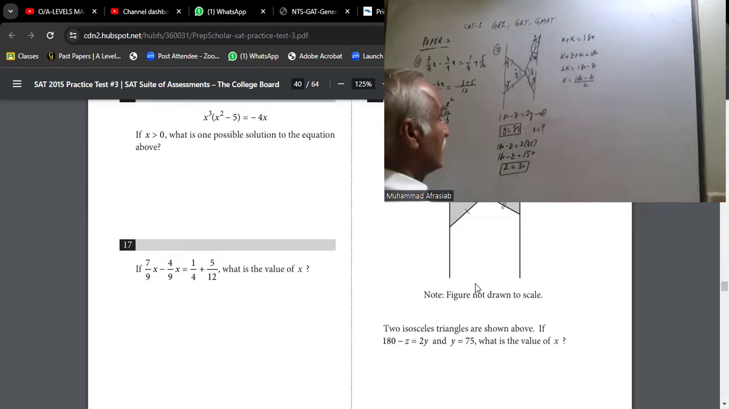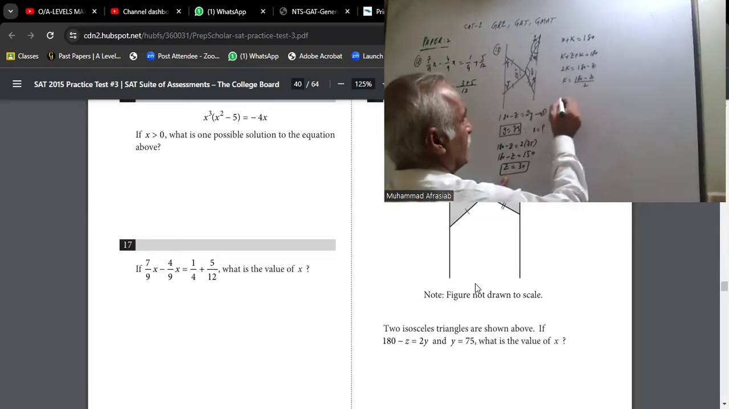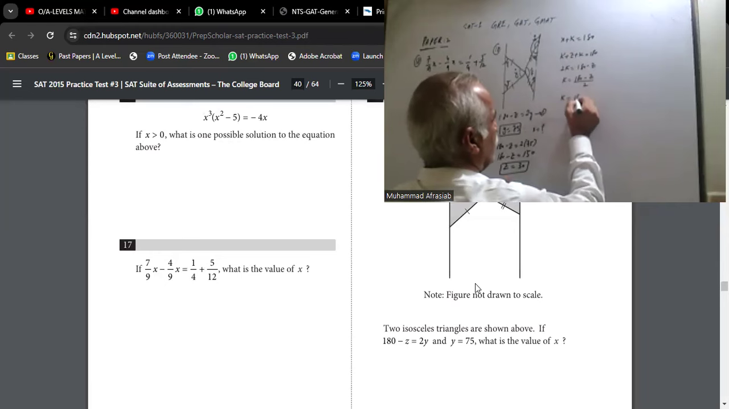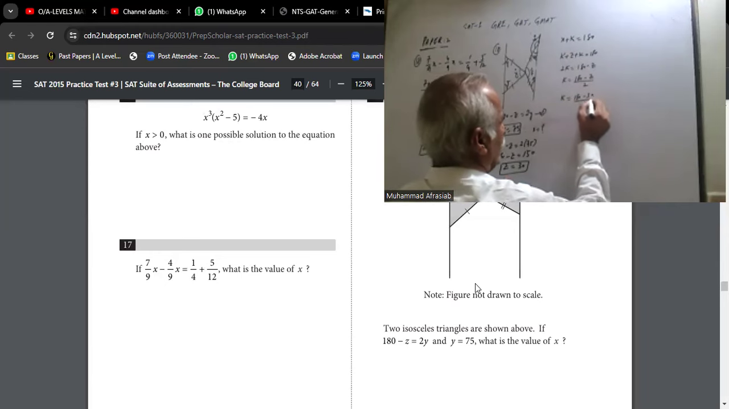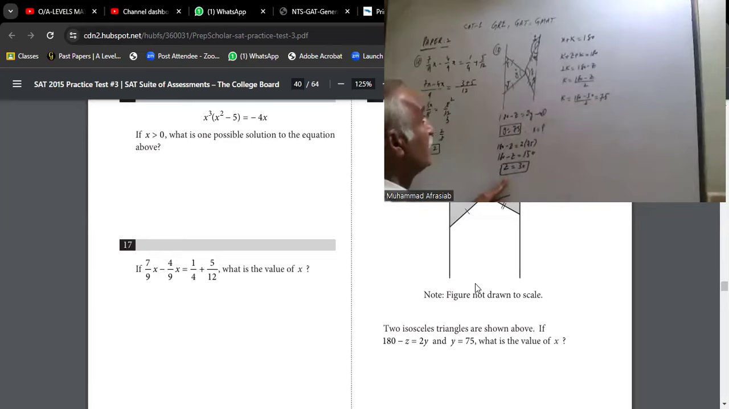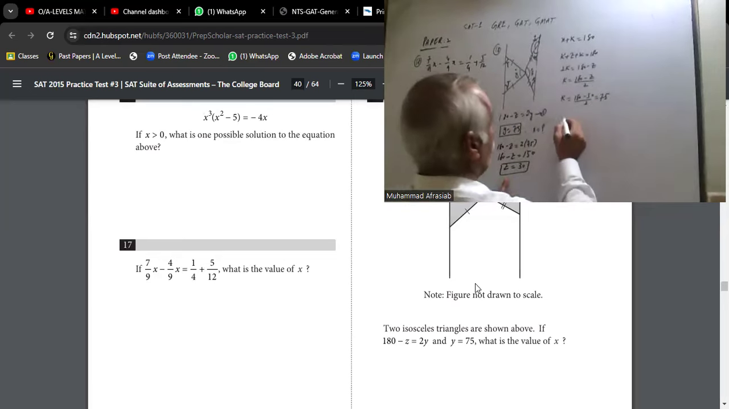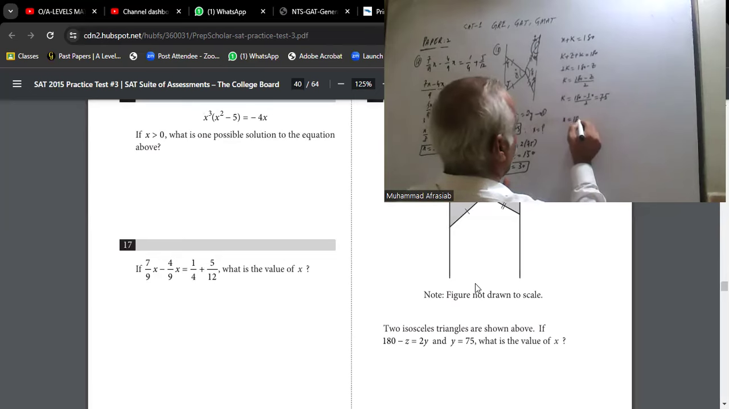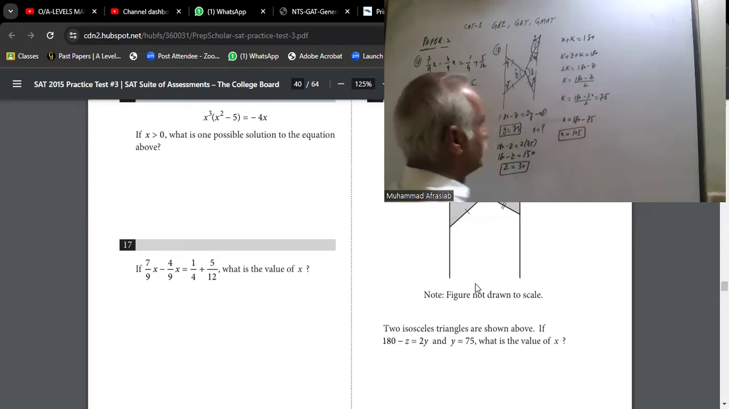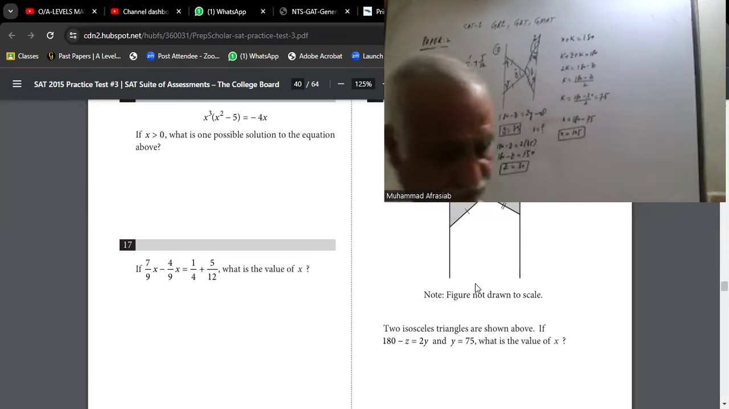So z is basically equal to 30. So k value is equal to (180 minus 30) over 2, that is 150 over 2, that is equal to 75. But we will need the value of x there. So x value is equal to 180 minus 75. So that should be equal to 105. So this is the answer for this question number 18 there.